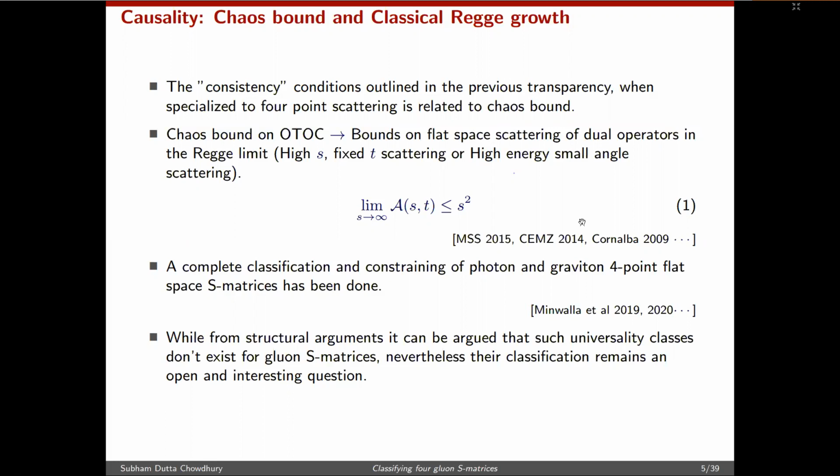Shubham, can I ask a quick question? Yeah. Is this all for 4 dimensions, or is your classification dimension independent? Sorry, I missed your question. Can you hear me now? Yes, I'm saying, is this all for 4 dimensions, or is your classification dimension independent? It's dimension independent. Okay.